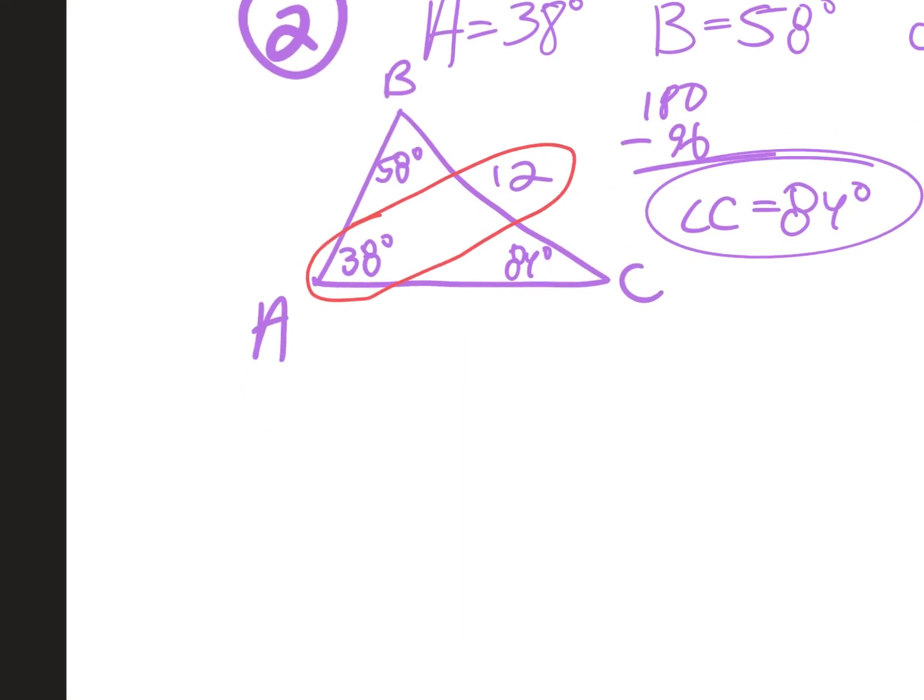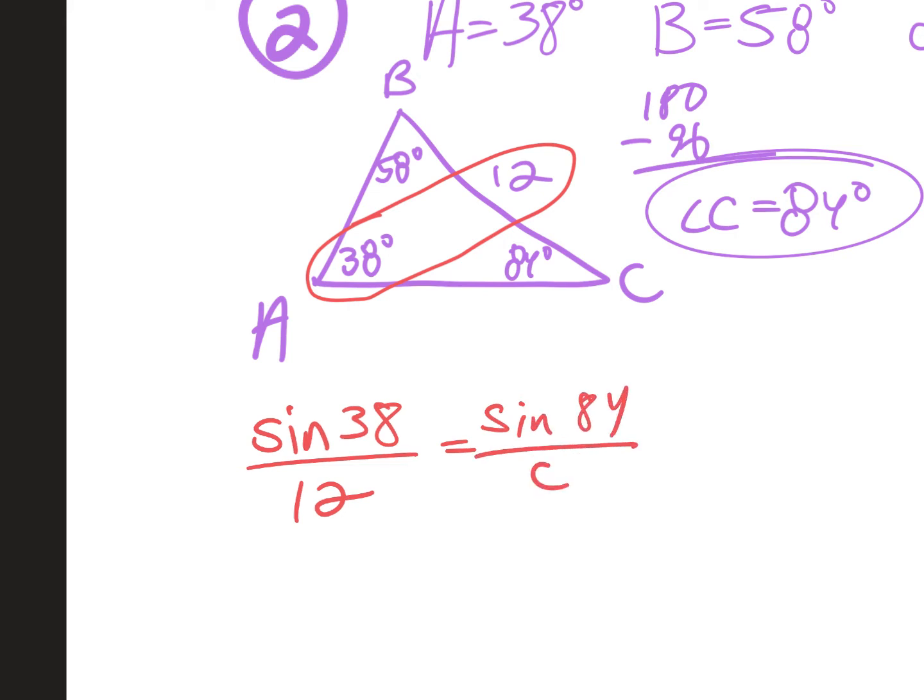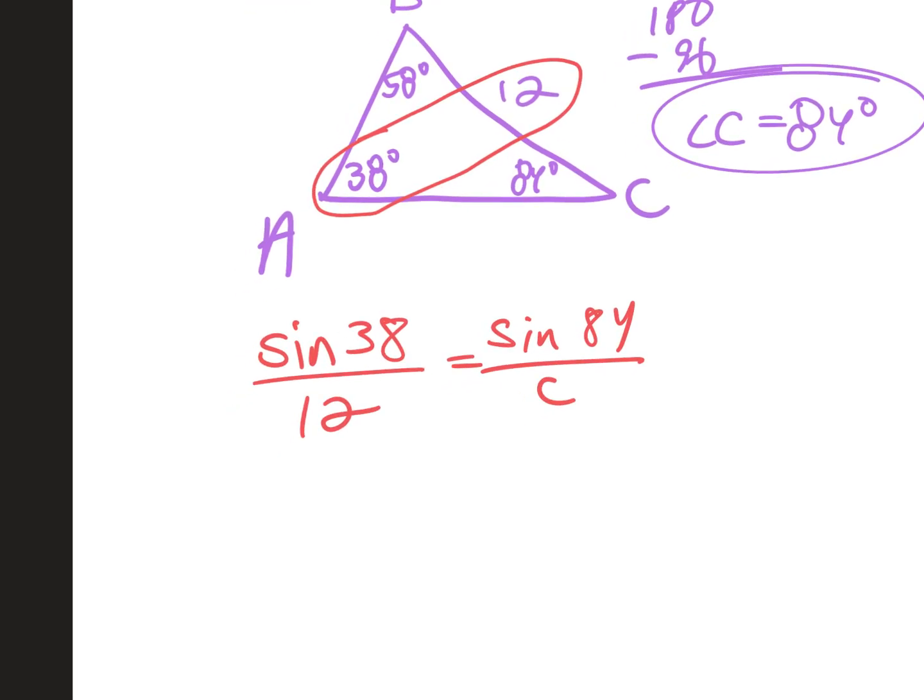So I'm going to say sine of 38 over 12. Can I put 12 on top and the sine of 38 on the bottom? Yes, doesn't matter, as long as you keep angles with angles and sides with sides. So if we're going to find side C, then I'm going to say sine of 84 over C. And then how do we solve this? We cross multiply. So 12 times the sine of 84 equals C times the sine of 38, right?